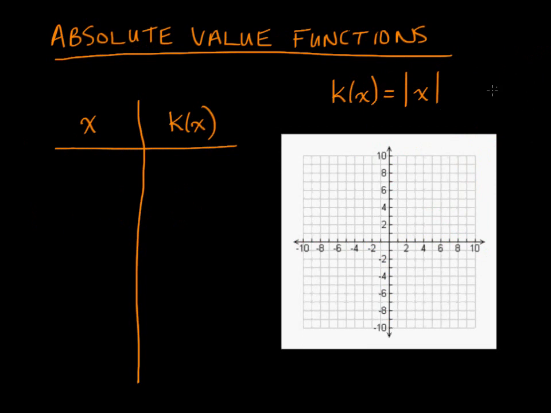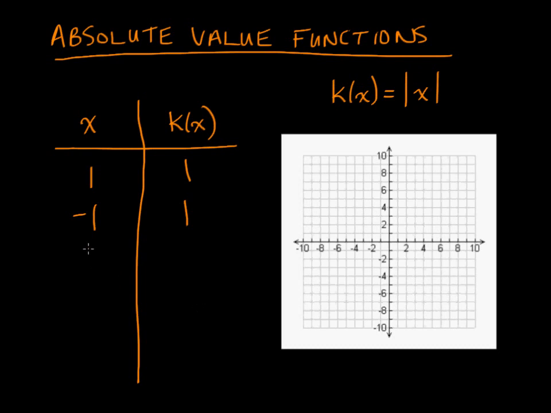The parent function for absolute value functions is k of x is equal to the absolute value of x. Now, these absolute value symbols indicate that we're going to take the positive number of whatever is inside those absolute value symbols. So let's say that we have an x value of 1. If we want the absolute value of 1, we're going to take the positive number of whatever's inside. Well, that number is already positive, and so the answer is just going to be 1. So let's say we have an x value of negative 1. So negative 1 inside the absolute value symbols. We want to take the positive number of whatever's inside. So instead of negative 1, that's going to be positive 1.